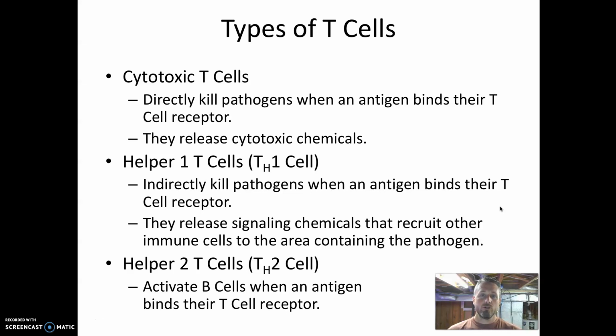When a helper 2 T cell has its T cell receptor attached to an antigen, it uses that antigen to train B cells how to do their job. So helper 2 T cells activate B cells when the T cell has an antigen. We'll talk about B cells in a separate video and think about why they need the help of this T cell to do their job. But without helper 2 T cells, B cells can never learn to do their job.